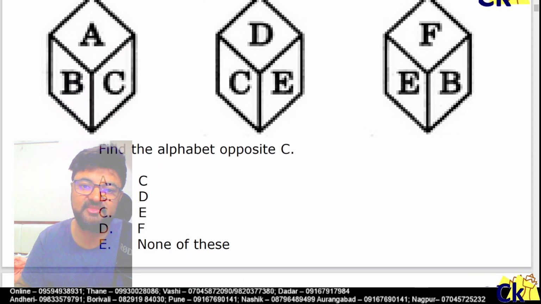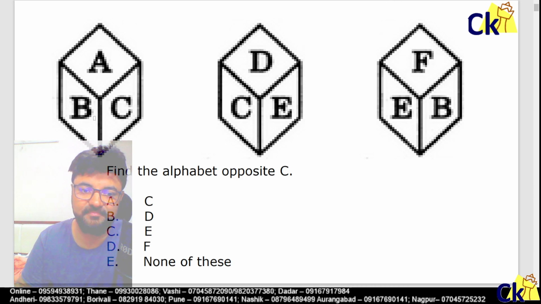एक और ट्राई करो. Find the opposite of C. C यहाँ दिखा है मुझे और C यहाँ दिखा मुझे. ये 4 तो नहीं आ सकते. तो जो बचा वो तुम्हारा आंसर. जय माता दी. C का ऑपोजिट C नहीं हो सकता. D नहीं आ सकता. E भी नहीं आ सकता. बचा कौन? F. तो आंसर इज F. 10 सेकेंड जॉब.